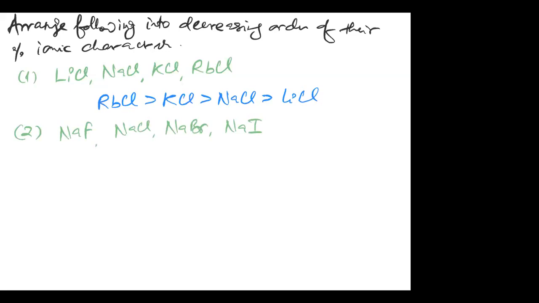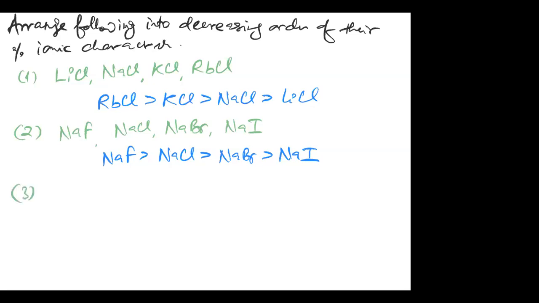So again here, the cation is the same, but the anion may be fluoride ion, chloride ion, bromide ion, or iodide ion. As far as polarizability is concerned, fluoride ion has the least polarizability, and iodide ion has the maximum polarizability. So NaF should be the most ionic, then NaCl. NaCl will be more ionic than NaBr, and it should be more ionic than, let's say, NaI.